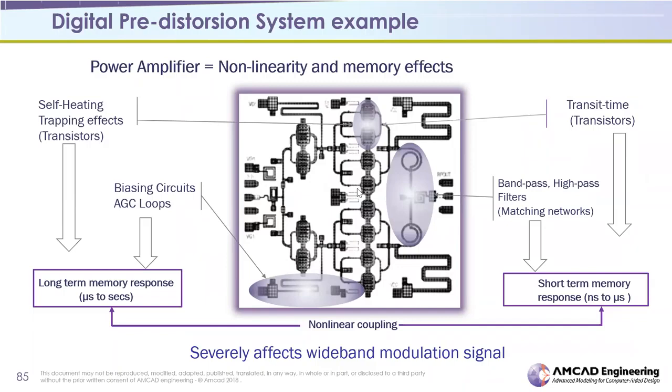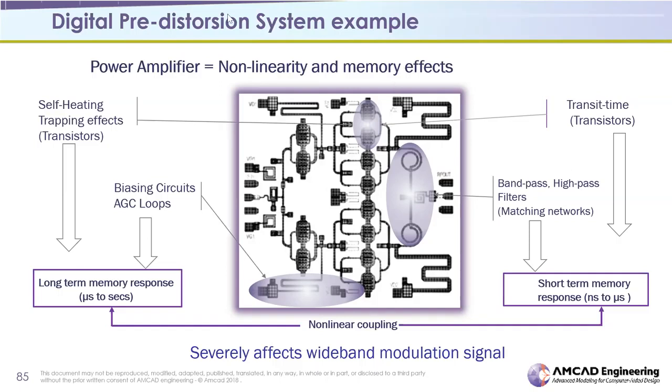Now we're going to talk about memory effects and the behavior of a power amplifier. There are two major phenomena that we need to take into account. Apart from the mismatch, we know we use tuners and we can get the mismatch. But there are two other phenomena we need to take into account: the high frequency memory effect and the low frequency memory effect. So what is the high frequency memory effect?